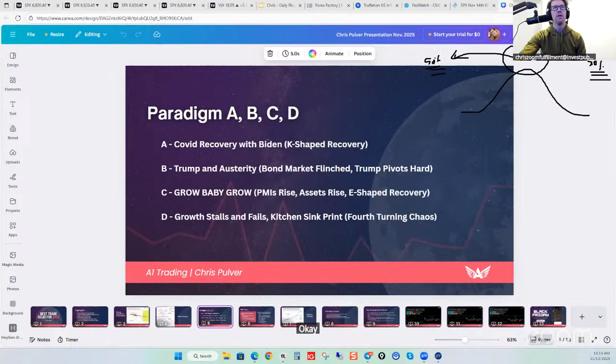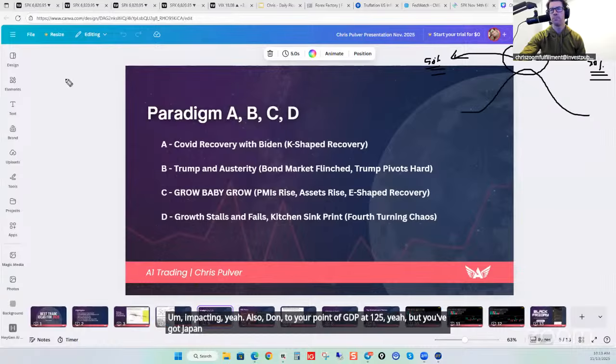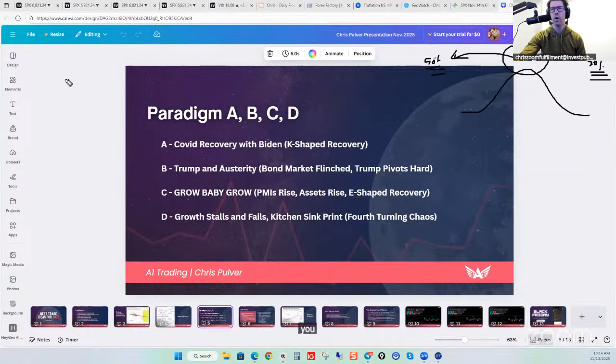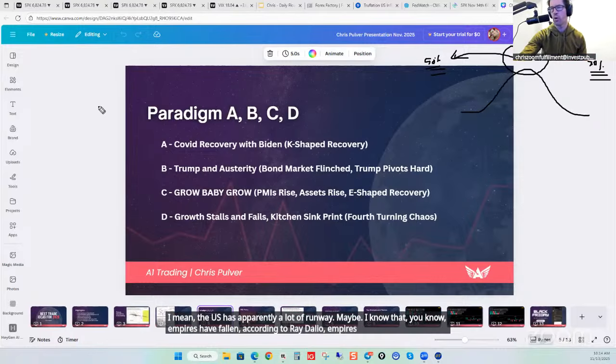Okay. Yeah, that's a maybe. Food matters for retirees. We're eliminating it, impacting. Yeah. Also, Don, to your point of GDP at 125, yeah, but you've got Japan at 200+%. You've got other countries at 150, 200% debt to GDP. I mean, the fact that Japan can operate at like 220, 230 debt to GDP, the U.S. apparently has a lot of runway. Maybe. I know that empires have fallen, according to Ray Dalio. Empires have fallen at 120% debt to GDP.